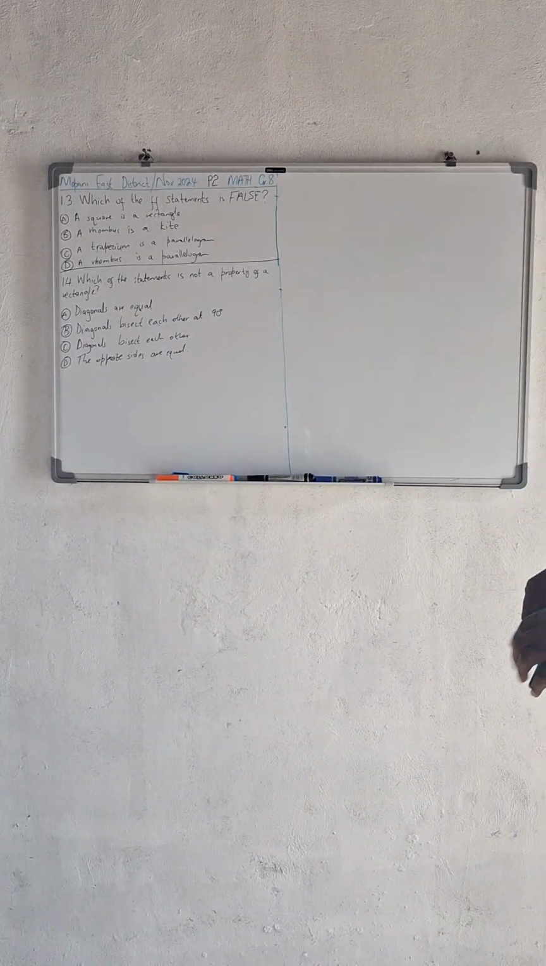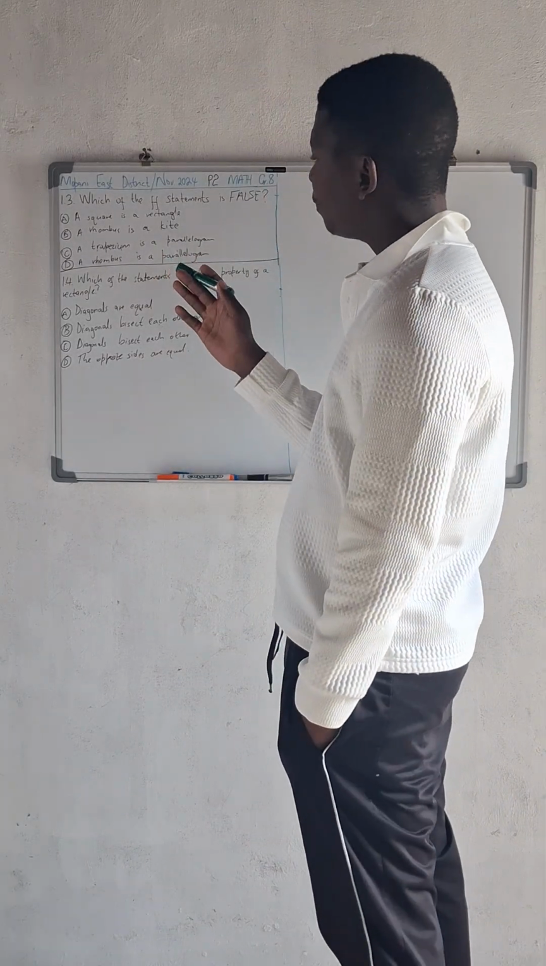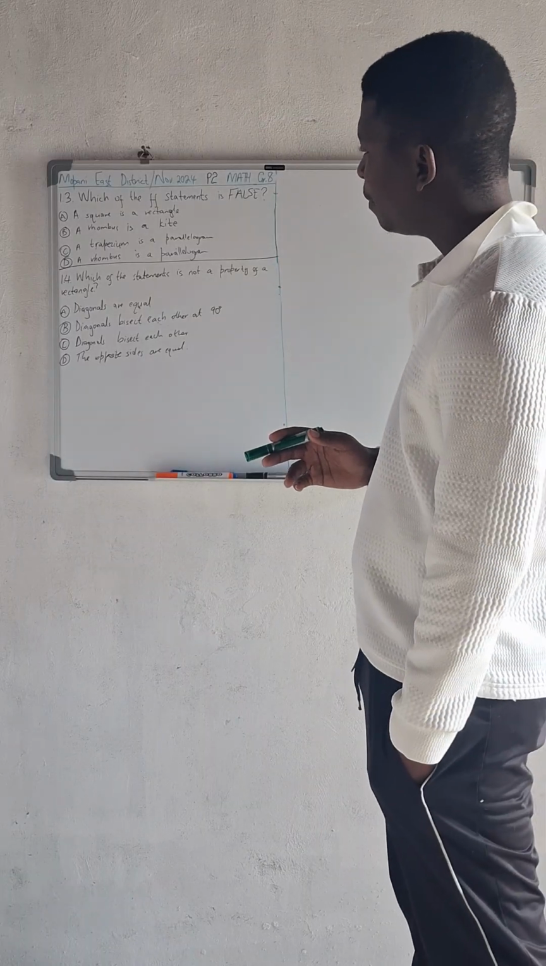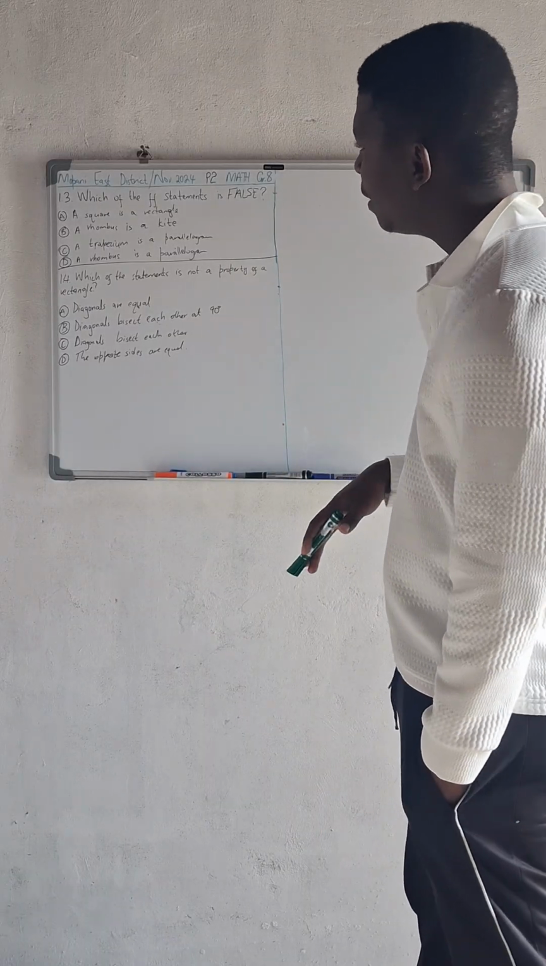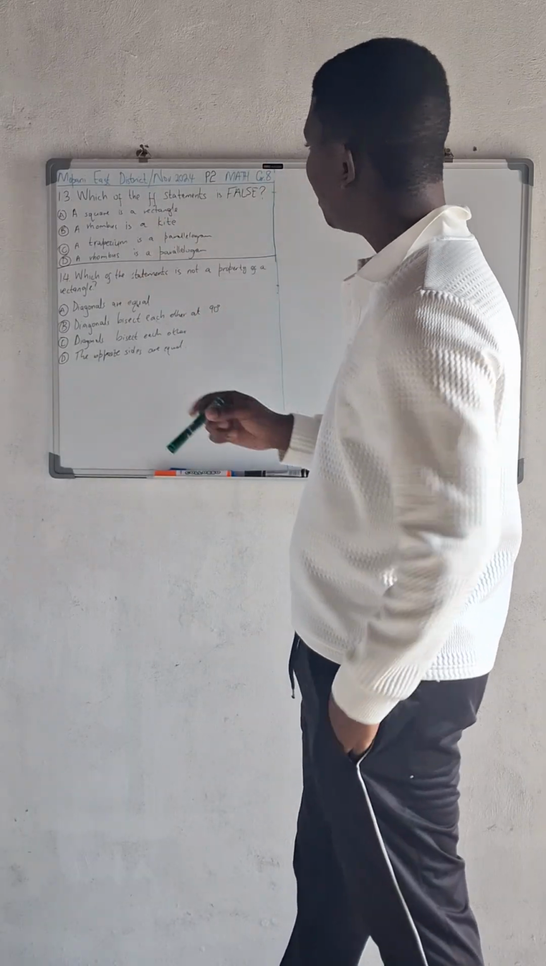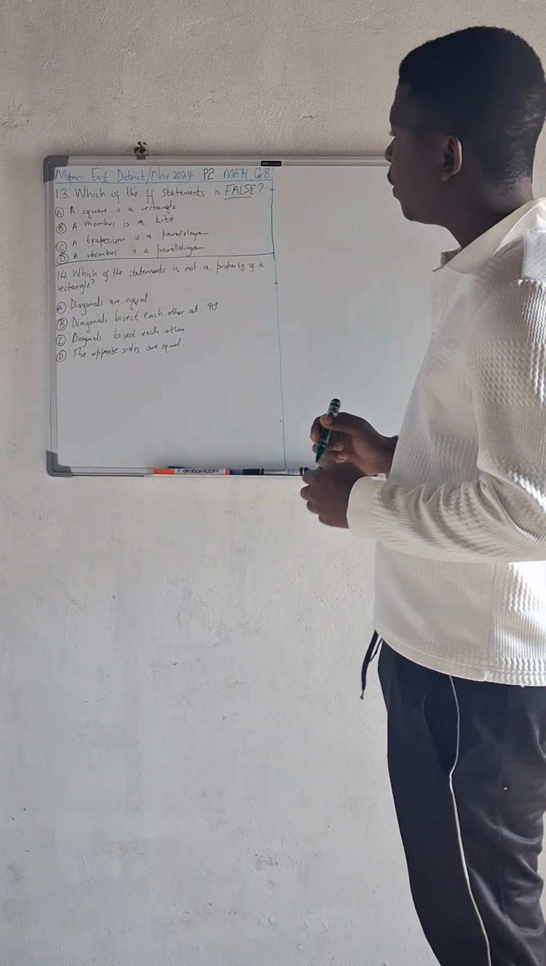Grade 8. Let us look at 1.3 now. I want you to follow me very, very carefully here. I'll go through these things very slowly. Which of the following statements is false? So we're only checking one that is false.